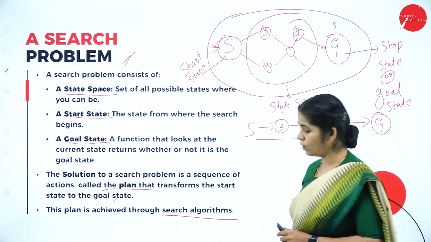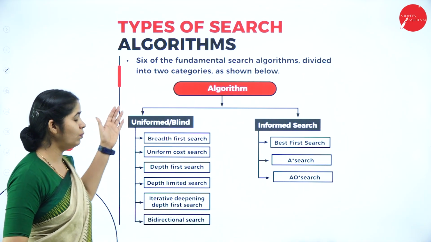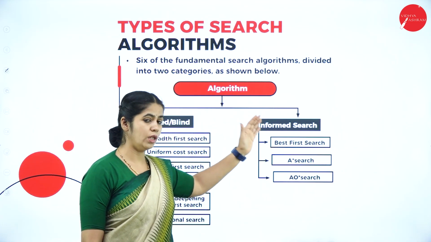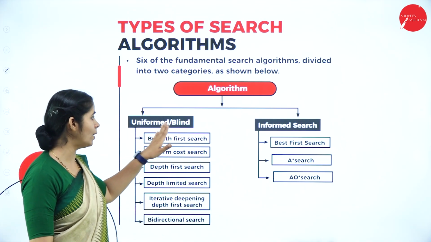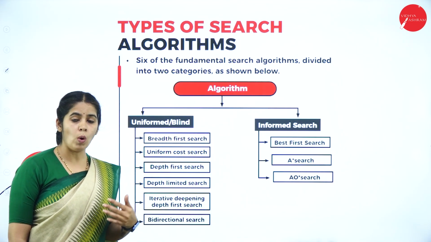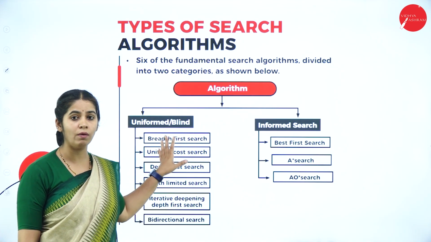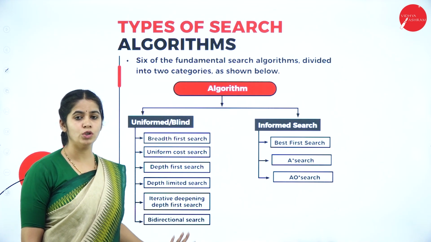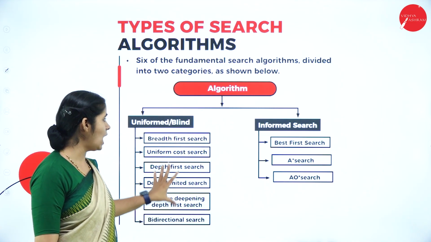How are we achieving this plan? Using search algorithms. There are different types of search algorithm. Basically we categorize them into uninformed search algorithms and informed search algorithms. An uninformed search algorithm is also called a blind search algorithm. Why is it a blind search algorithm? Because we don't have any information about the problem or about the goal. That is called uninformed.